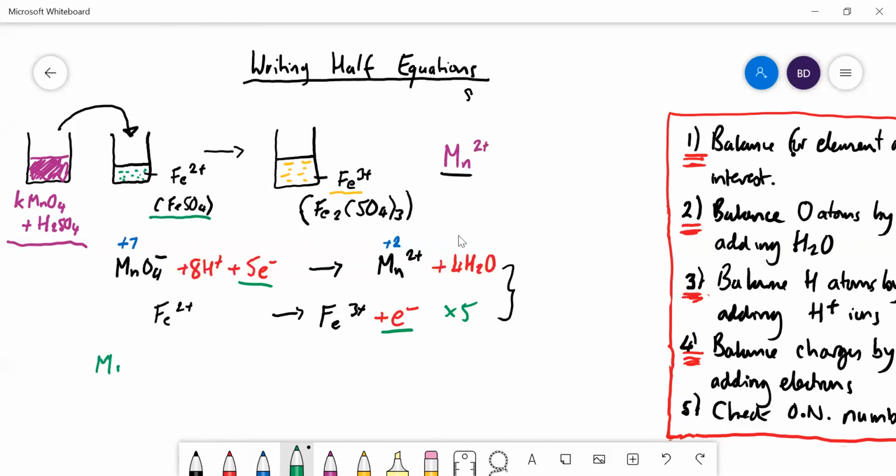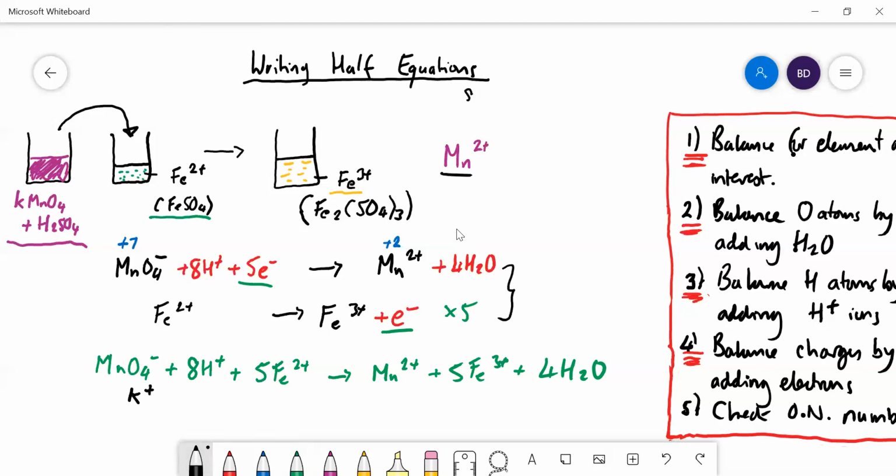So the final equation would be manganate ions, I'll stick with green, MnO4 minus plus 8H plus plus 5 Fe2 plus goes to Mn2 plus and 5 Fe3 plus and 4 H2O. If you're really worried about spectator ions, I won't, but just remember we're going to have K pluses for the manganate here. We're going to have sulfates because it was sulfuric acid. We're going to have sulfates for the iron 2. We're going to have sulfates for the iron 3.